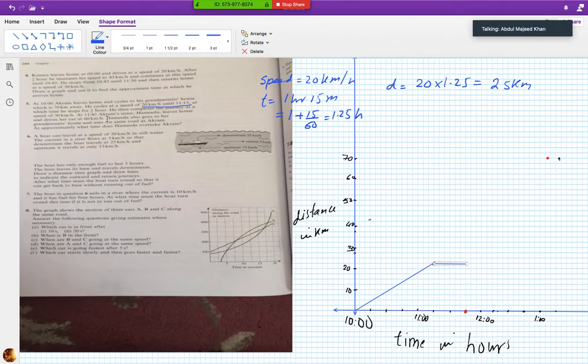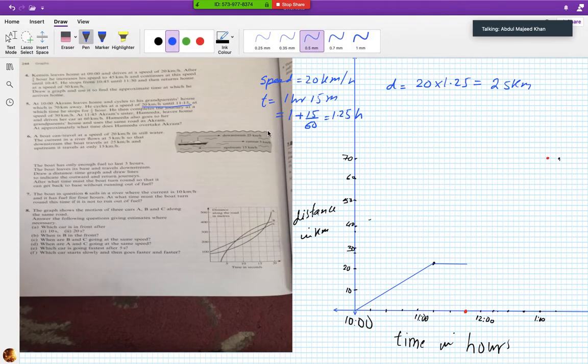Now he says here, he then completes the journey at a speed of 30 kilometer per hour. Okay, so for the next part, we already are given here in the question that this is the second part. The speed is now 30 kilometer per hour. We can find the distance. So the total distance from his home to the grandparents is 70 kilometer, while up till here he traveled 25 kilometer. So the distance remaining would be 45 kilometer.